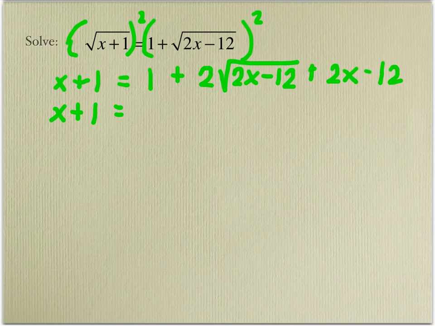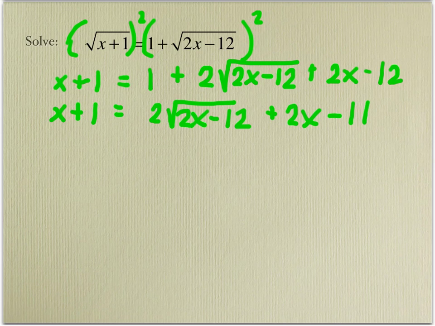On this side, I'm going to have 2 times the square root of 2x minus 12. I can put a couple numbers together. I have a plus 2x here, and then 1 minus 12 is negative 11. So I just have to go through this process again of trying to get this square root by itself, and then I'm going to have to square everything again. Alright, so let's think about that.